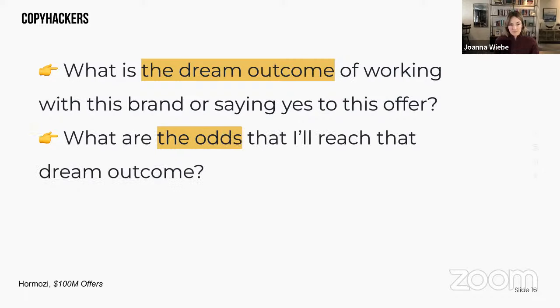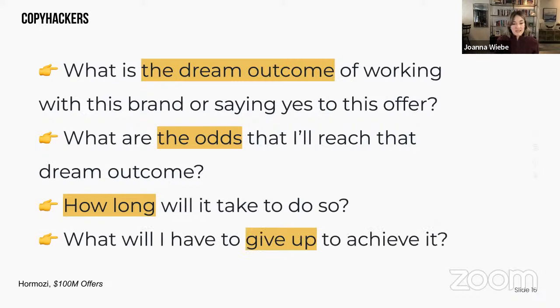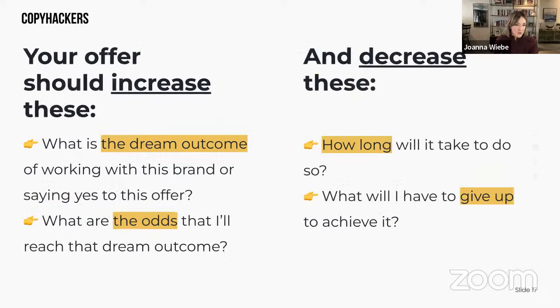That's where we start. What are the odds that with your offer, I will be able to reach that dream outcome? So what are my chances of success here? How long will it take to reach that level of success? And what will I have to give up in order to achieve it? So 4 really simple questions that you need to answer. And as you do, you can come up with a better offer and then have better language to use to message it. And that's where copy comes in. Now, your offer should increase the first 2 questions and decrease the final 2 questions.